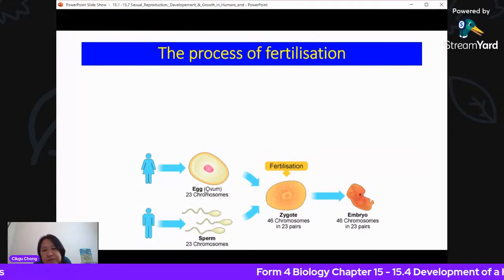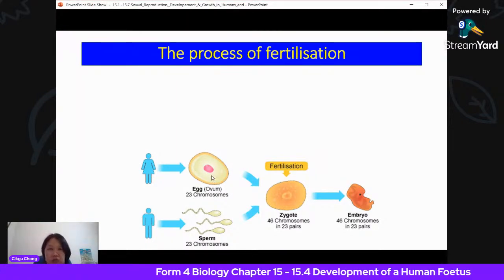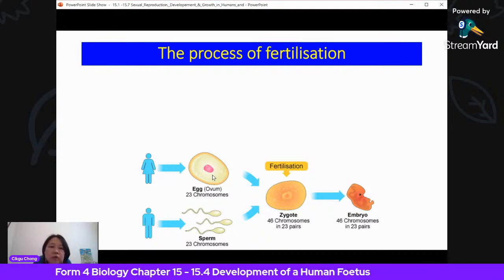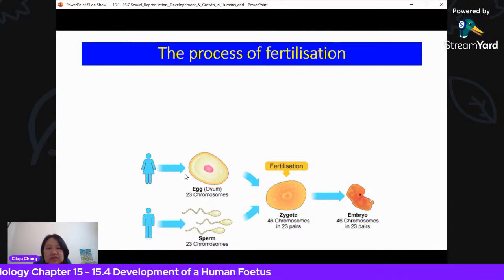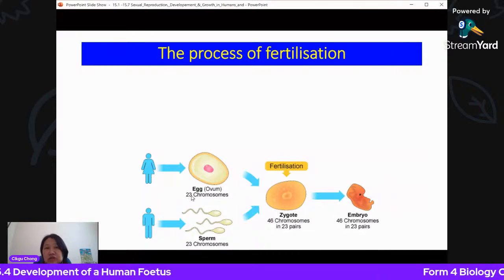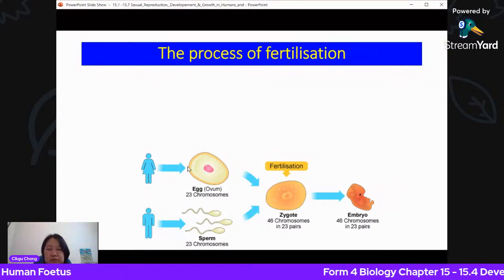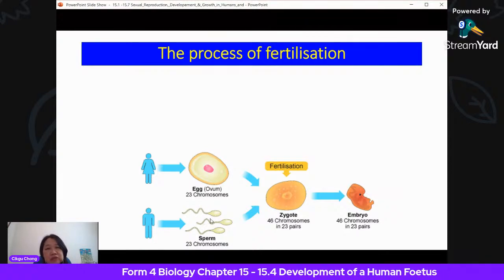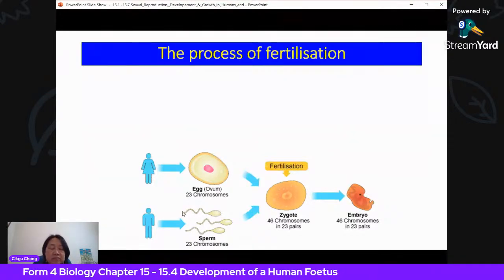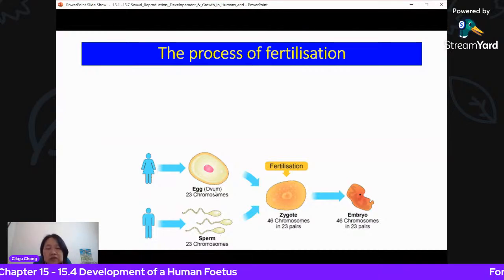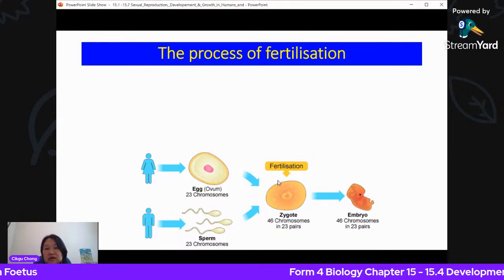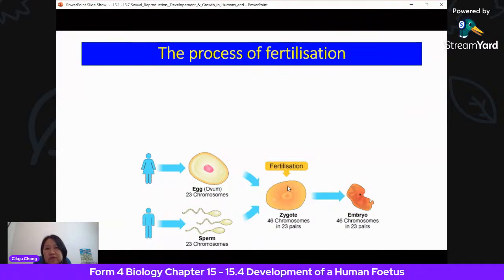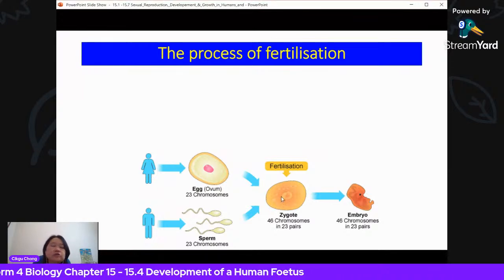The egg, which we call the secondary oocyte to be specific, is haploid in nature because it only has 23 chromosomes. This is the egg produced by the mother, and this is the sperm, or spermatozoa, produced by the male, which is also haploid. The moment of fertilization is when the nucleus of the sperm fuses with the nucleus of the secondary oocyte to form a zygote.